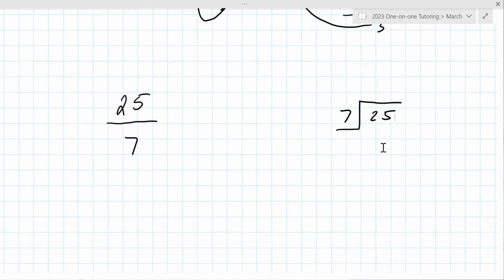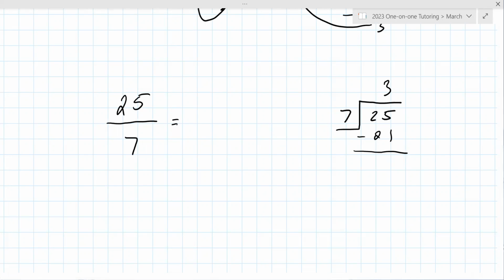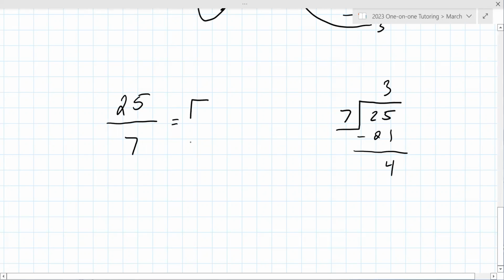Okay, what is 7 times 3? It is 21. Now we're going to subtract. Four. Okay, good. So there's a whole number, and then there's a numerator, the top number, and a denominator.